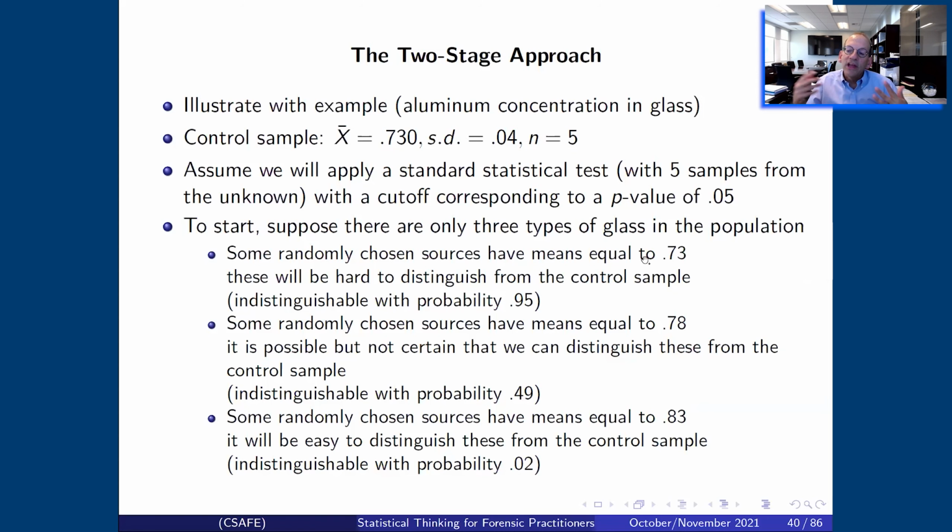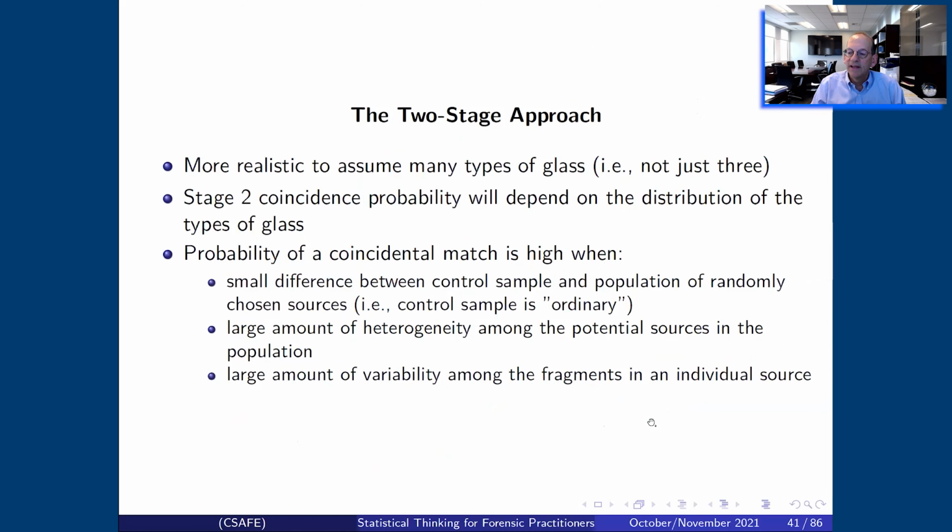And to really do stage 2, you need to know how much of the world is 0.73 glass, how much is 0.78 glass, how much is 0.83 glass. So that's how we think about stage 2. Of course, that's a simplified version of the world. In fact, there are many, many types of glass. And the stage 2 coincidence probability depends on how many types of glass and how different they are.